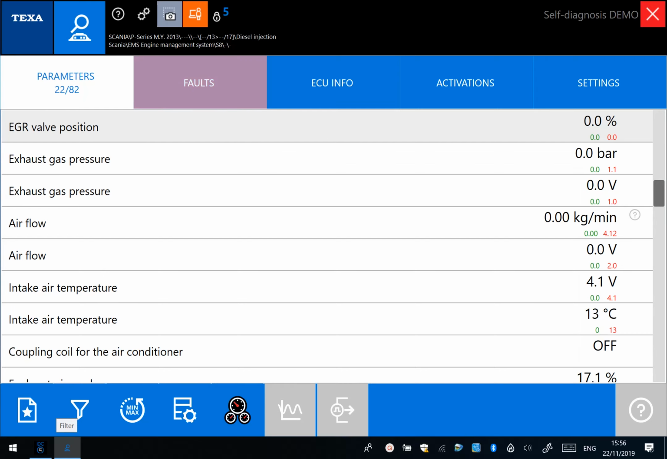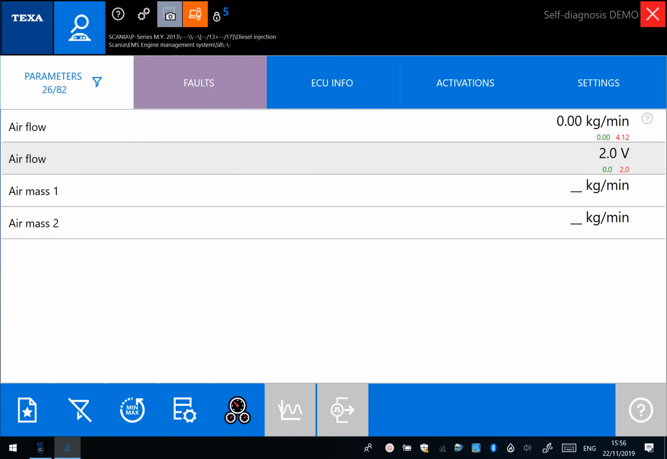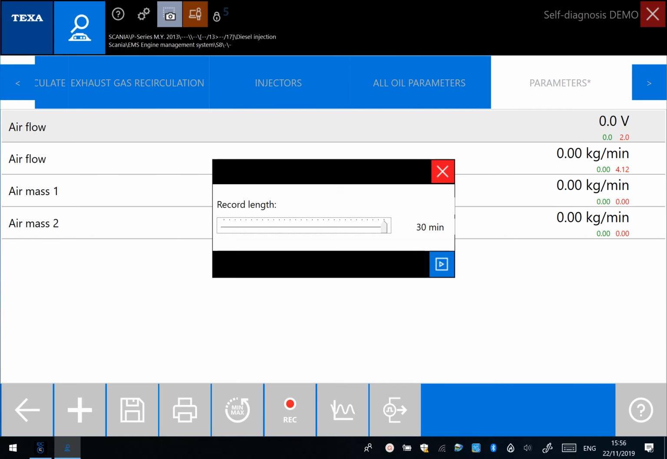The other ability we've got is to filter that list, which is again quite useful. So we can create a much smaller list, and again with that list we can then make a recording. So you've got up to a 30-minute record on however many sensors you wish to look at. Whatever you do record will be saved against that vehicle, so you can look back 6 months down the line, a year down the line, and see what that recording was doing and analyze it at your leisure.